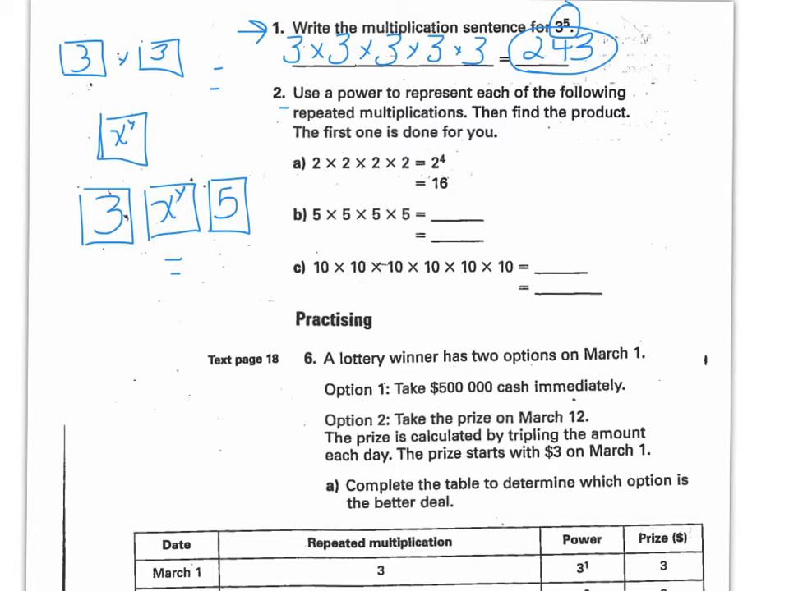Question number 2. Use a power to represent each of the following repeated multiplications. Then find the product, which is the answer of a multiplication statement. The first one is done for you. 2 to the power of 4 is 16. Try this in your calculator. 2, the power function button, with 4 equals.